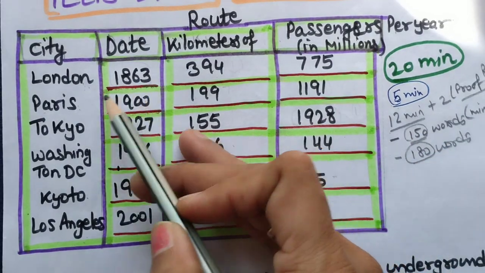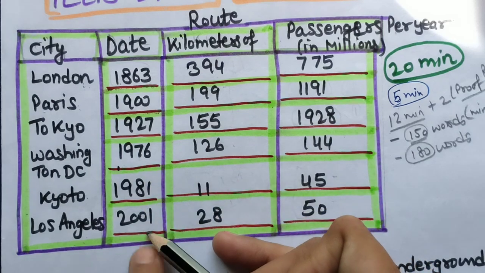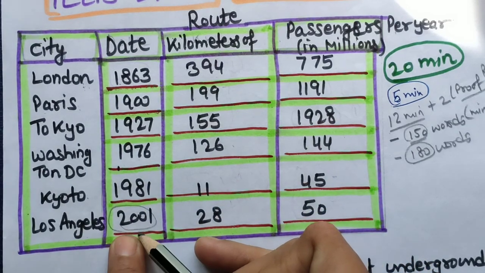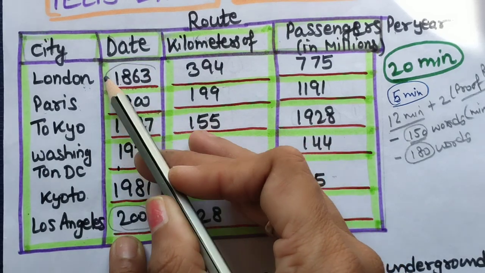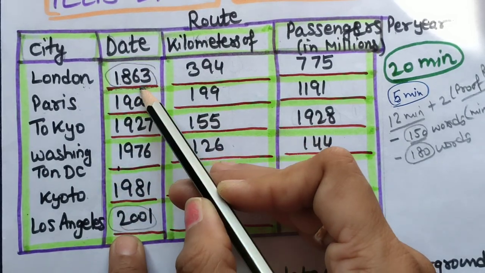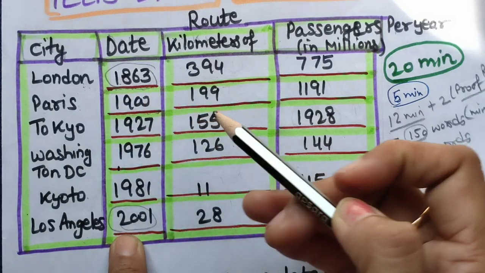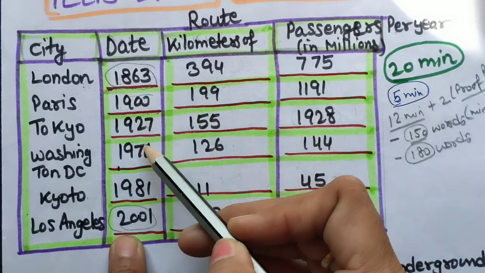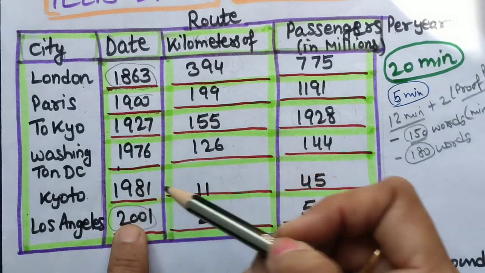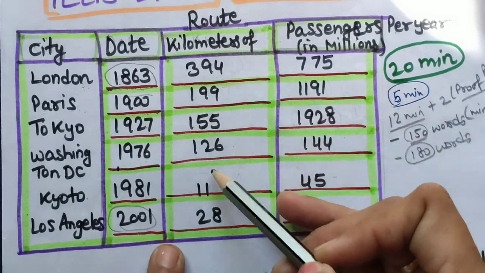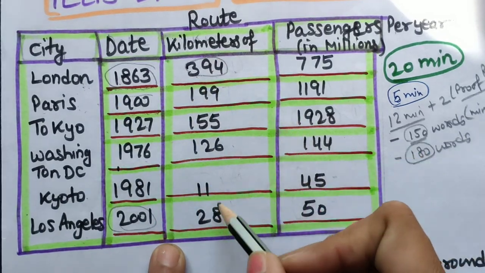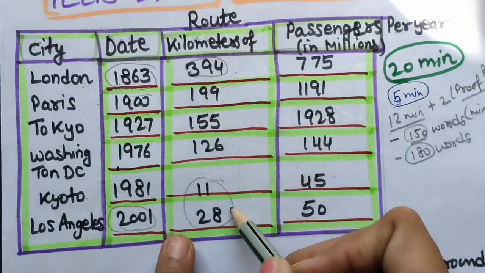Like I can see here London 1863 and Los Angeles is the latest one. So this is the latest city which opened these subways, and this is the oldest city, London, which opened its railway systems in 1863. And here I can see these 1, 2, 3, 4: Paris, Tokyo, Washington DC and Kyoto, they opened in the 19th century.